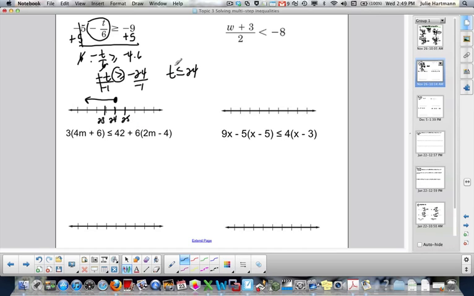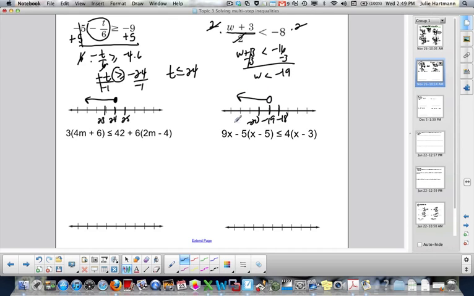Okay. Next one, w plus 3 divided by 2 is less than negative 8. I have a denominator. Okay, so just multiply both sides by 2 to get rid of it. 2's cancel. I have w plus 3 is less than negative 8 times 2 is negative 16 minus the 3. w is less than negative 19. Put it on a number line. Less than open and to the left.